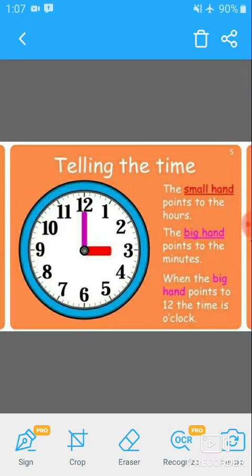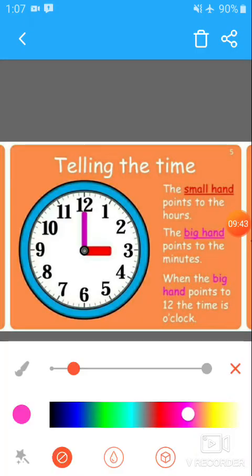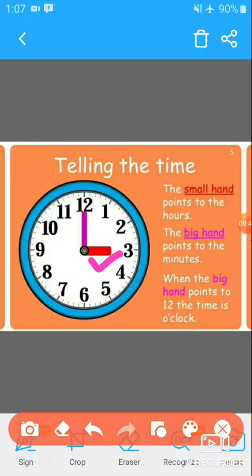Now students, in a clock there are 2 hands, that are the small hand and the big hand. So do you understand about these 2 hands? Let me tell you. The small hand points to the hours. This is the small hand and the big hand points to the minutes. So this is the big hand.